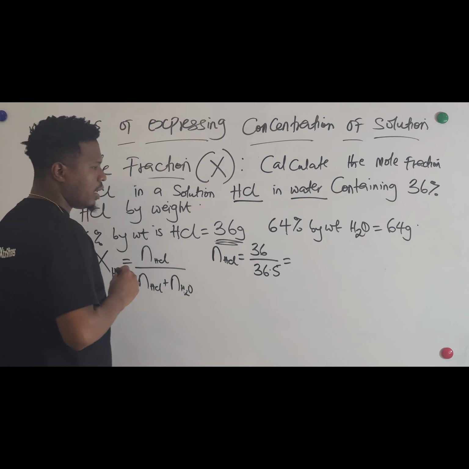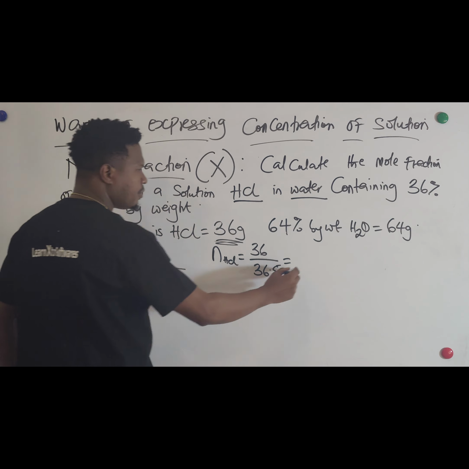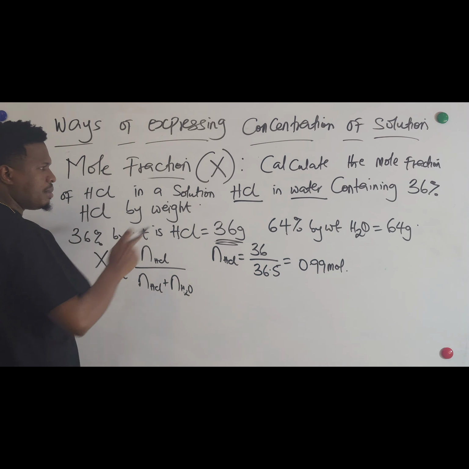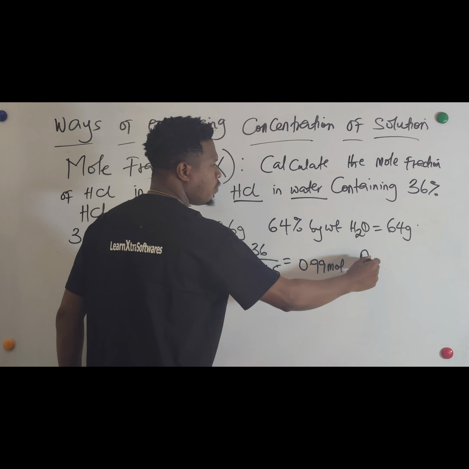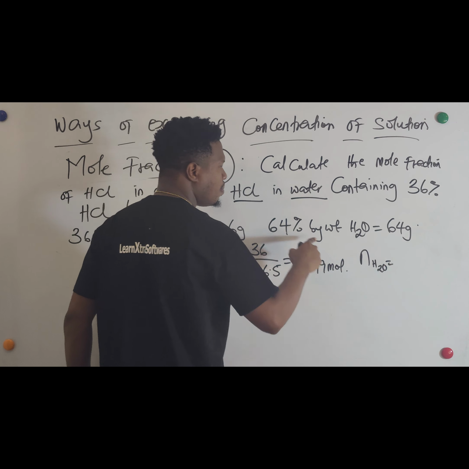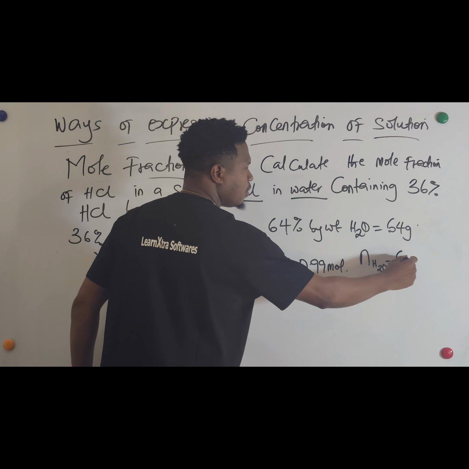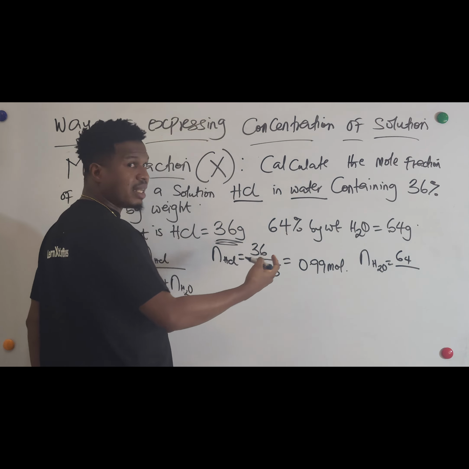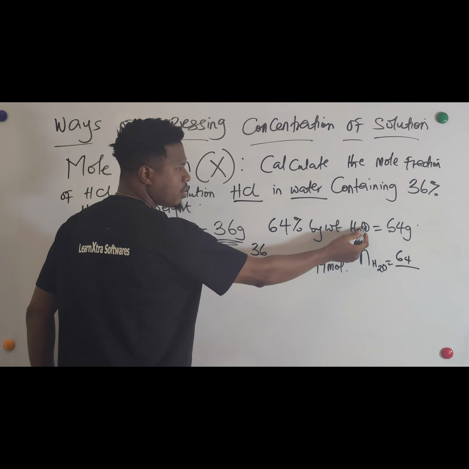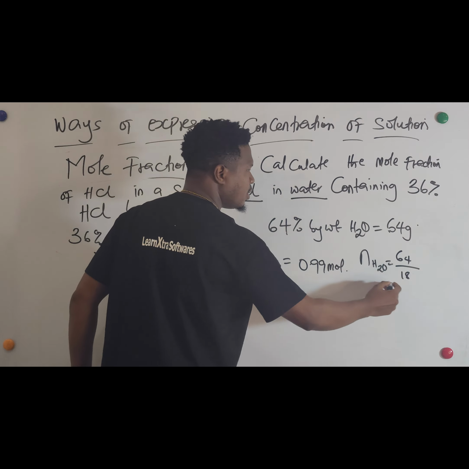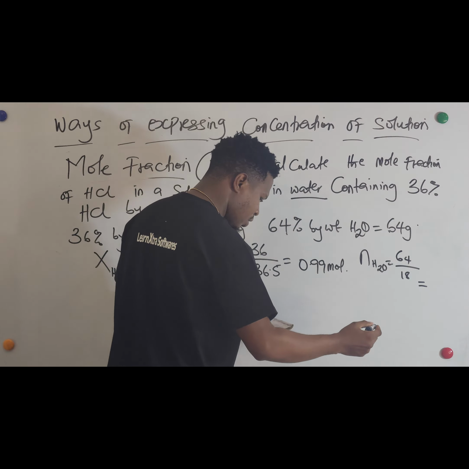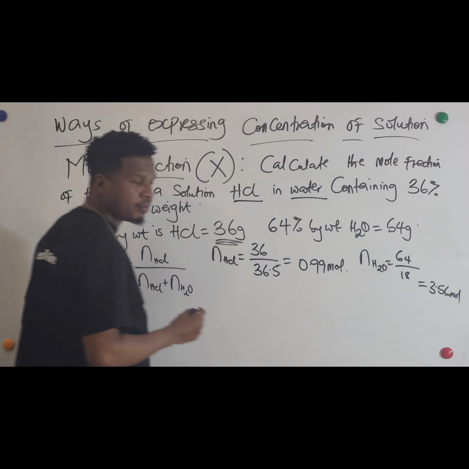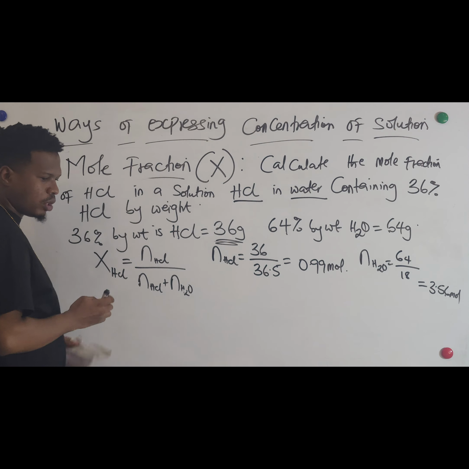You divide. What do we have here? We have 0.99 mole. You do the same thing for water. Number of mole of water is equal to mass 64 over molar mass. Molar mass of water, at your level, you should know that water is 18. 1 times 2 plus 16, 18. So 64 over 18, if you do this division, you have 3.56 mole.